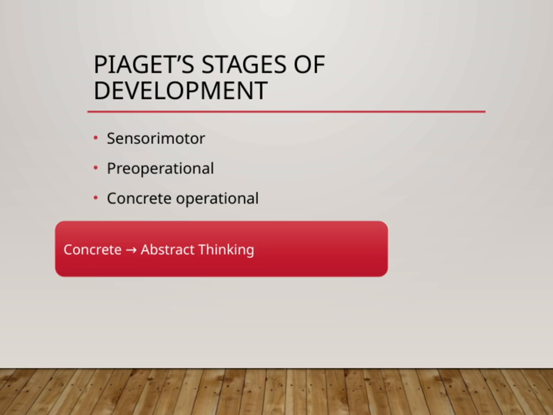Finally, in the formal operational stage, adolescents develop the ability to think abstractly and hypothetically. They can consider possibilities, think about future scenarios, and ponder complex ideas. These stages illustrate how children's thinking evolves from very tangible, concrete experiences to more abstract and sophisticated thought processes. This progression is fundamental in understanding cognitive development, which ties into the overall theme of how we grow and learn over time.